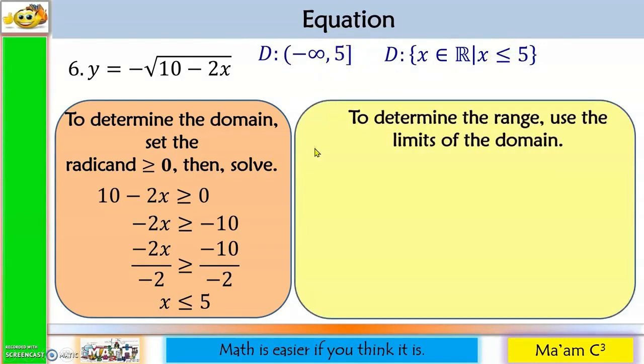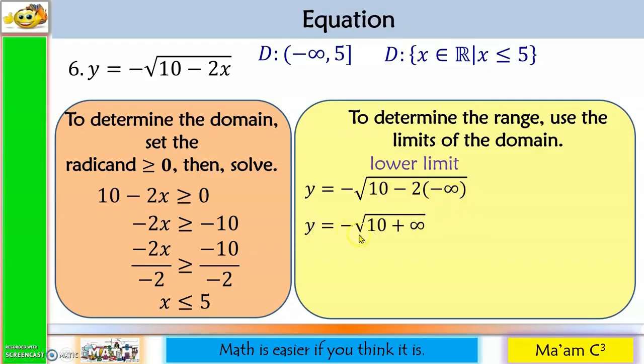Now for the range, let's use the limits of the domain. Let's start with the lower limit. So we're going to substitute negative infinity for x. So we have y equals negative square root of 10 minus 2 times negative infinity. So 2 times negative infinity is still a very big negative number. But negative of negative will become positive infinity. So y equals negative square root of 10 plus infinity.